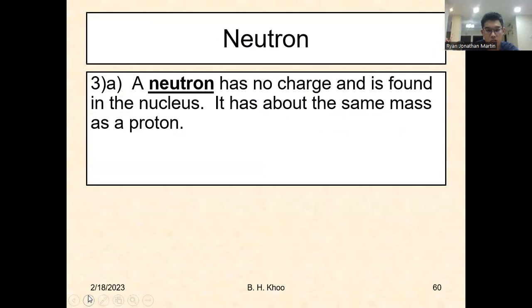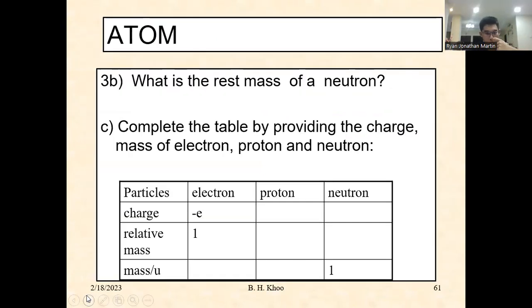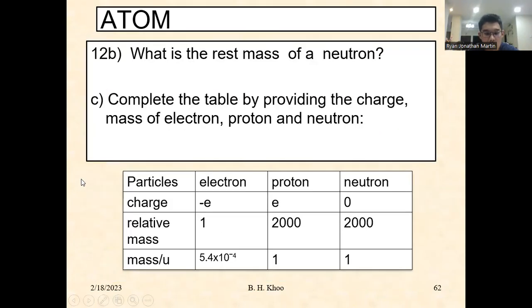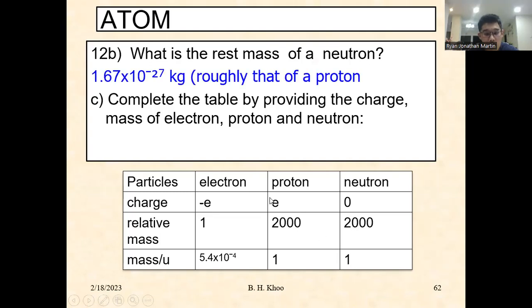A neutron has no charge and is found in the nucleus. What's the rest mass of a neutron? 1.67 times 10 to the power of negative 27 kilograms. If they try to be funny with you, then you just give an estimate. It's not given. Okay, I think we won't bother about all that. We have gone over that.